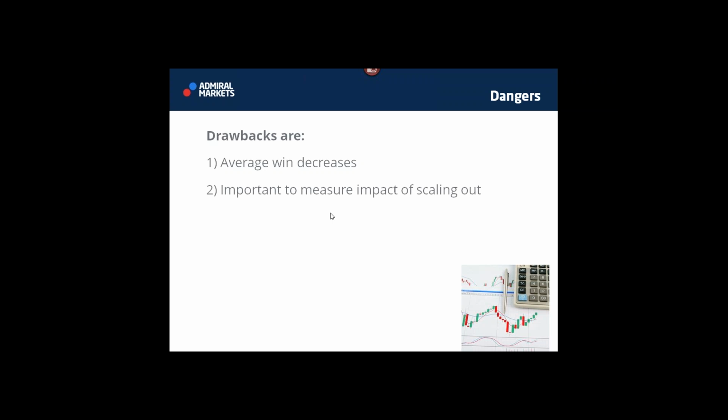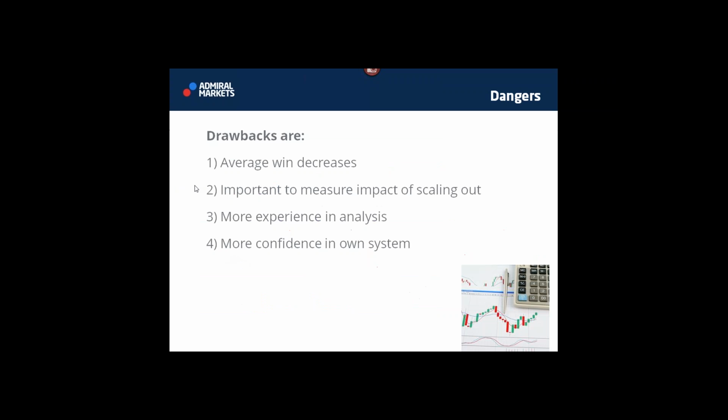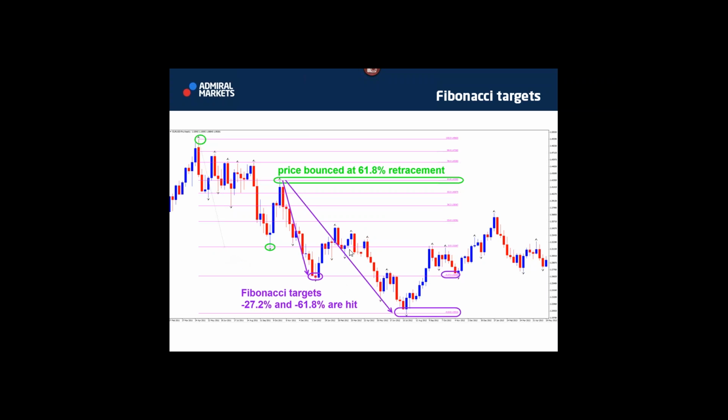So yeah, that's what you want to measure. You want to keep an eye on those statistics. You might want to have a bit more experience. Where are those levels? What could represent good levels for scale outs? If you're just starting out, it could be a bit overwhelming to look and consider all of those factors. So a tad more experience might be useful. A bit more confidence in the system, more confidence in your own system could be useful too. All right, so let's move on.